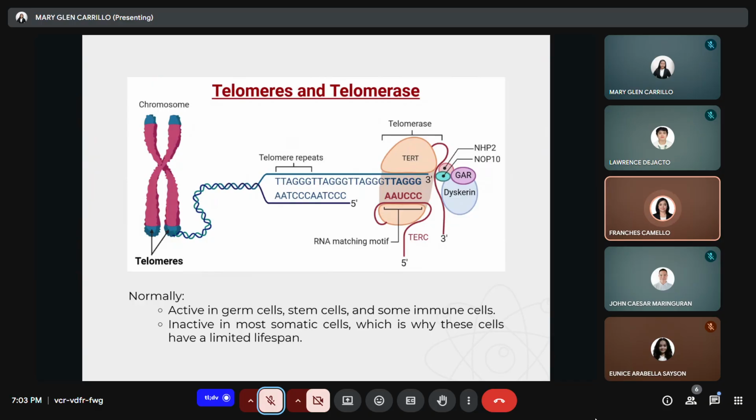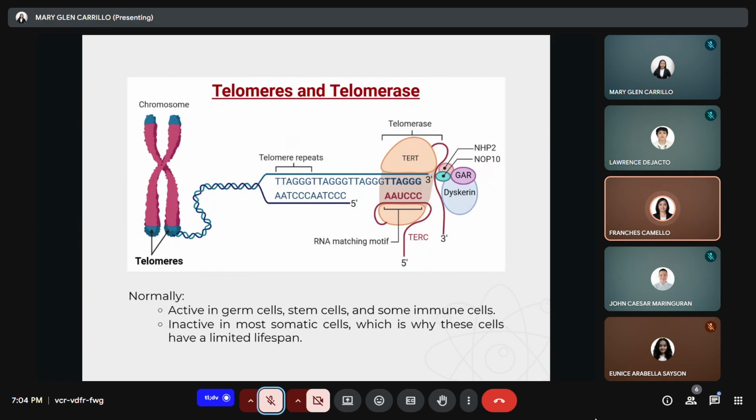So this is how telomeres and telomerase look like. Here we have our chromosomes, and at the end we have the blue one. It is like the cap. That is the telomere, and on our telomeres we have the sequence TTAGGG, and the telomerase, the orange one. They're the ones responsible for maintaining that sequence. Beside it we can see the different molecules helping the telomerase in regulating our telomeres: dyskerin, GAR1, NHP2, and NOP10. These are molecules, specifically proteins.